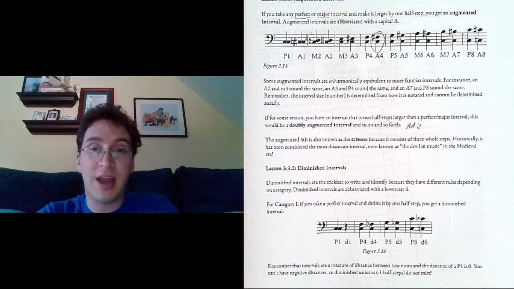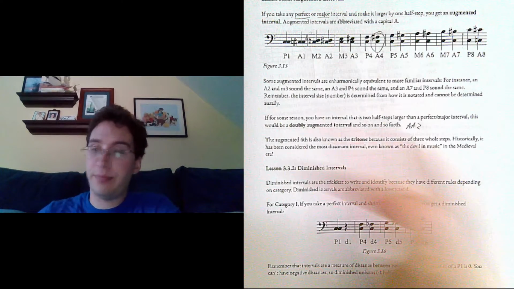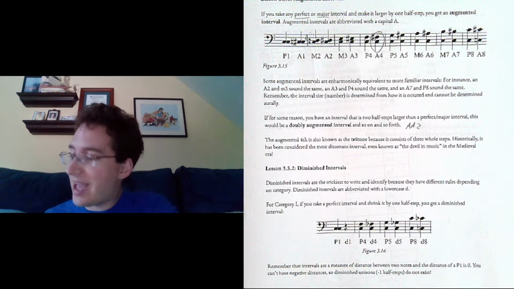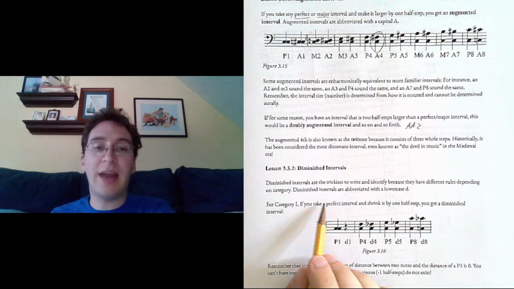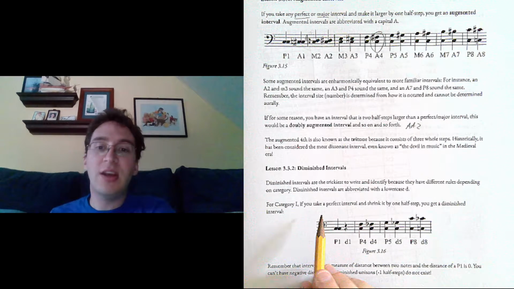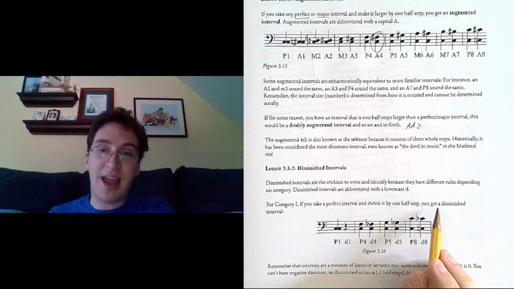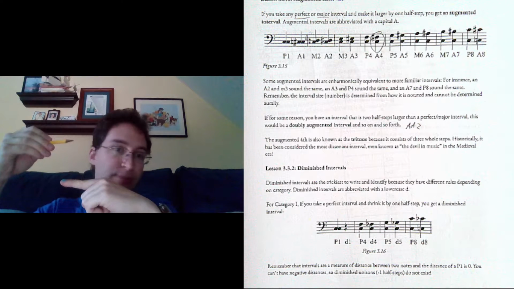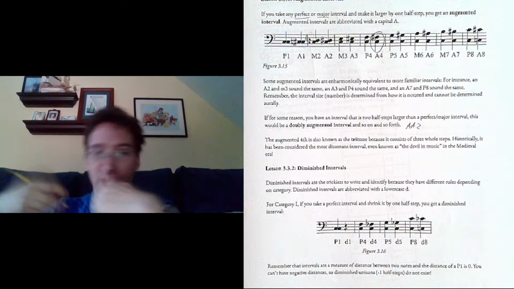Diminished intervals are the trickiest because they have different rules depending on whether you're in category 1 or category 2. You're going to abbreviate them with a lowercase d, like that. So, category 1, perfect intervals. If you take a perfect interval and shrink it by a half step, you get a diminished interval. That makes sense. Up by one half step, augmented. Down by one half step, diminished. Okay, cool.